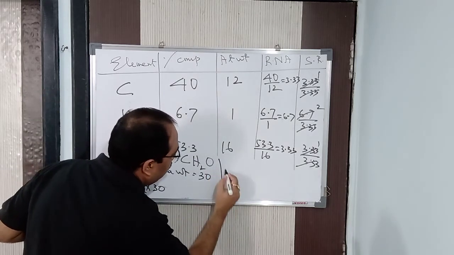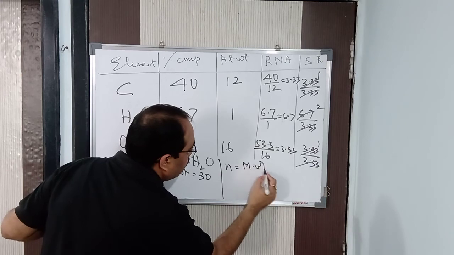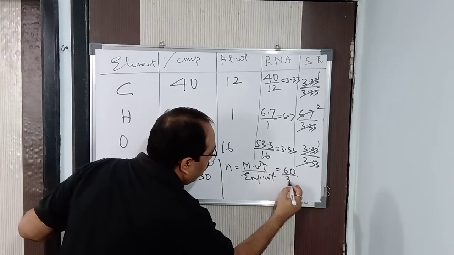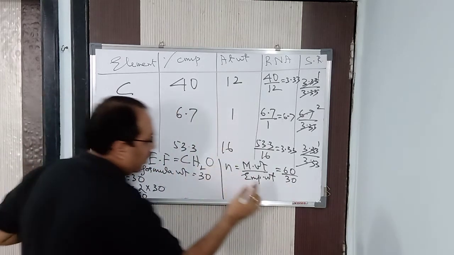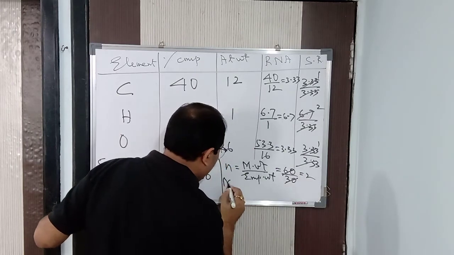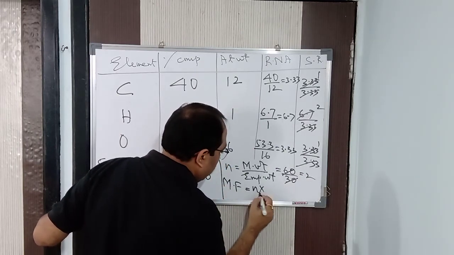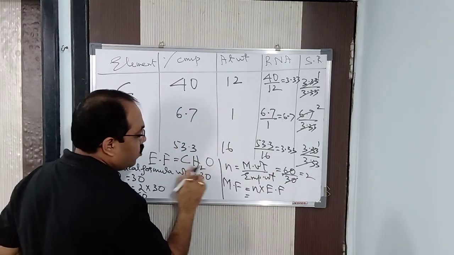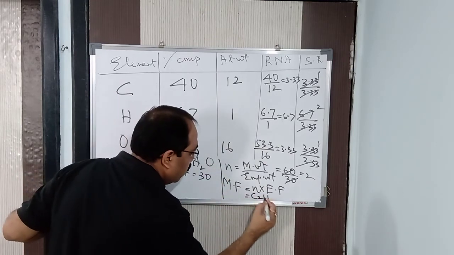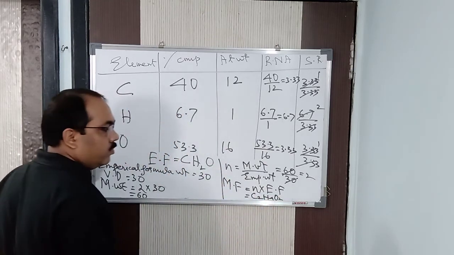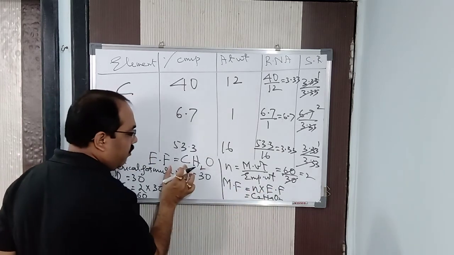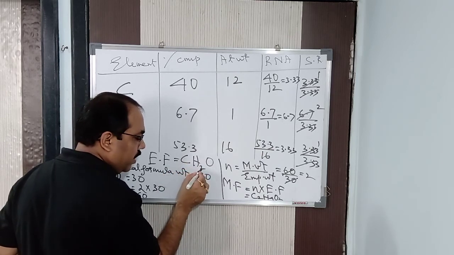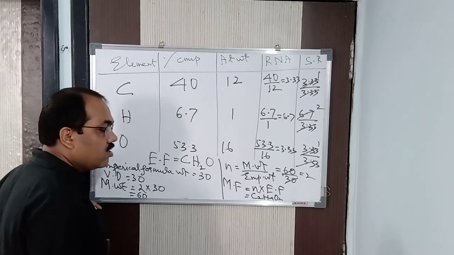Now what will I do with this? I will find N. N is equal to molecular weight by empirical weight. So it is 60 by 30. Molecular weight is 60, empirical weight is 30, so N is 2. Molecular formula is equal to N into empirical formula. The empirical formula is CH2O, so you have to multiply by 2 throughout. So you get C2H4O2. That is your molecular formula.